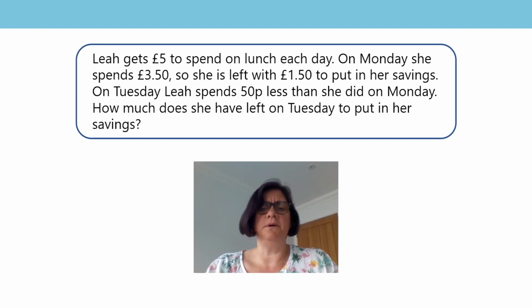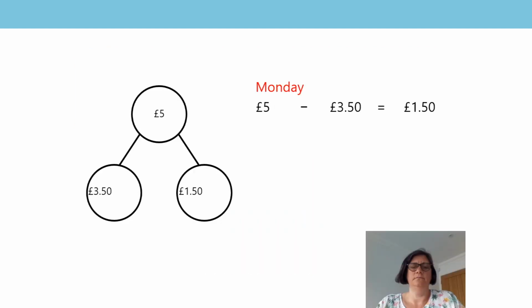Let's try another new problem. Again, what do I know and what do I need to find out? Leah gets £5 to spend on lunch each day, so I know how much she has to spend, and that's going to be my minuend. I also know that on Monday she spends £3.50, and I know how much less she spends on Tuesday than Monday, because the question tells me that on Tuesday she spends 50p less. Here are two ways of representing that question.